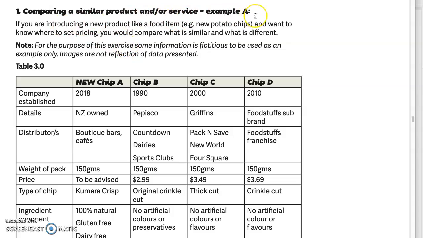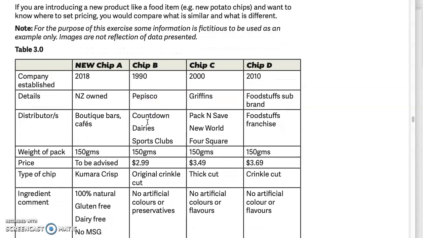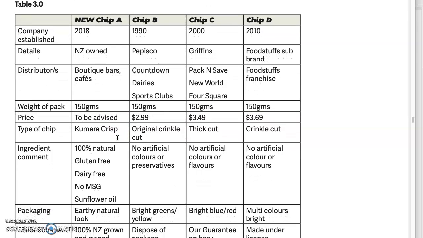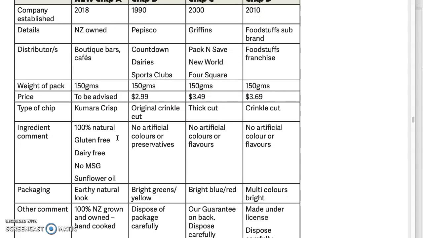We're comparing similar products or services. We've got two examples. The first one, we're looking at chips. If you're looking at a new item, like making your juice drinks, then you compare it with the other ones on the market. We've got some examples of chips here: what the company is, whether it's New Zealand owned, how they're distributed, how much you get in your pack, what the prices are. This one's a little bit old because we haven't got the price for those Kumara crisps. Then we've got what type of chip it is, and some information about the ingredients.